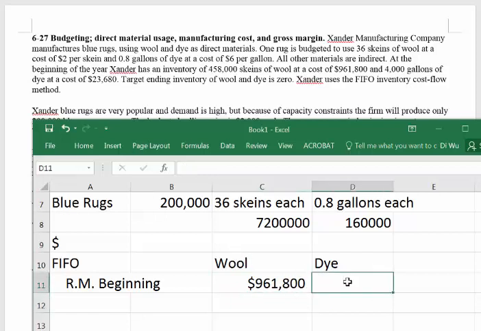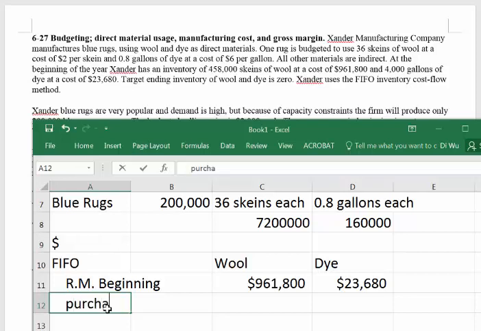And for dye, I'm looking at 23,680. And now I'm going to take a look at what is to be used in this period. Okay, well, I have to definitely purchase new raw materials to manufacture.